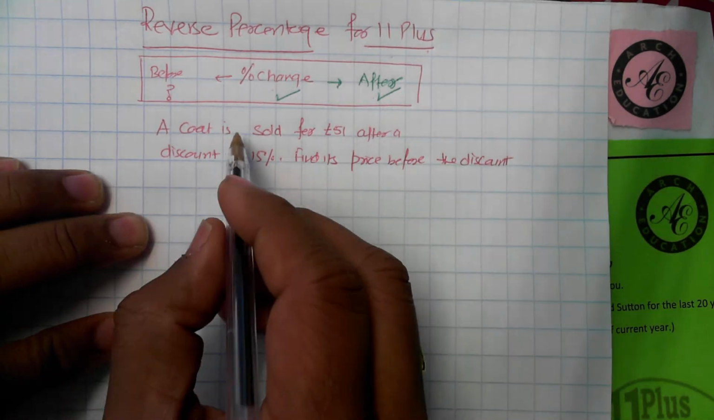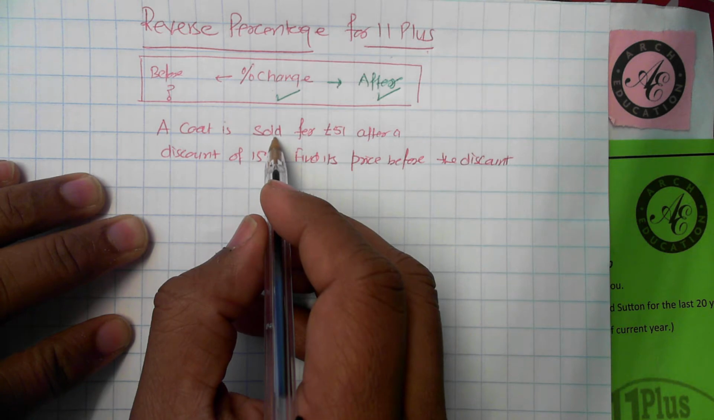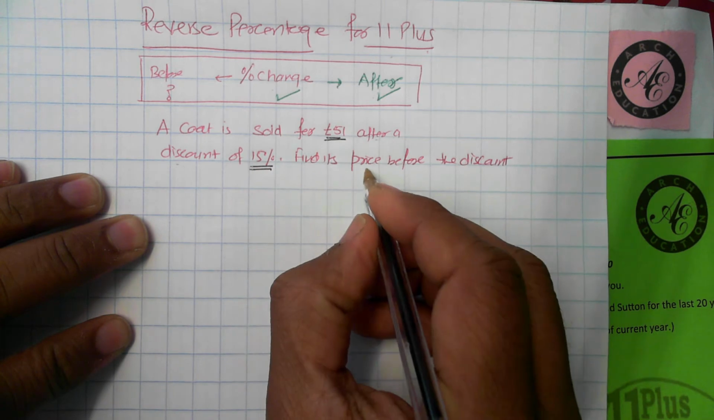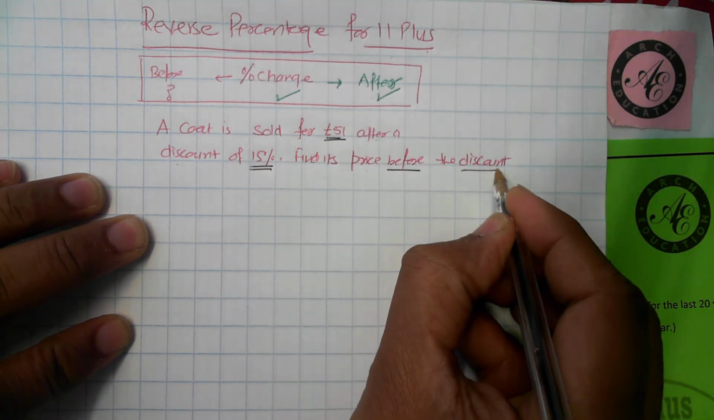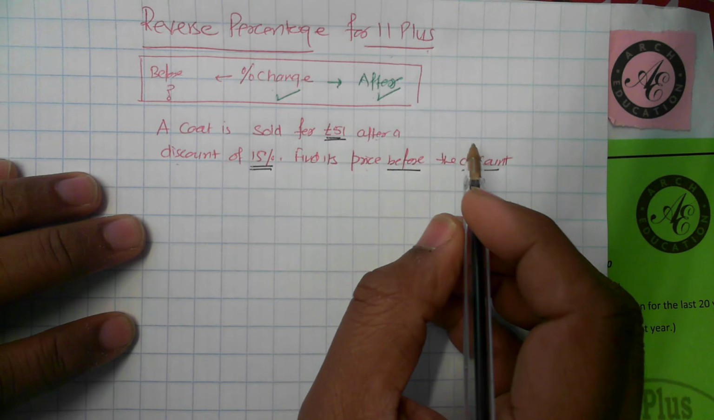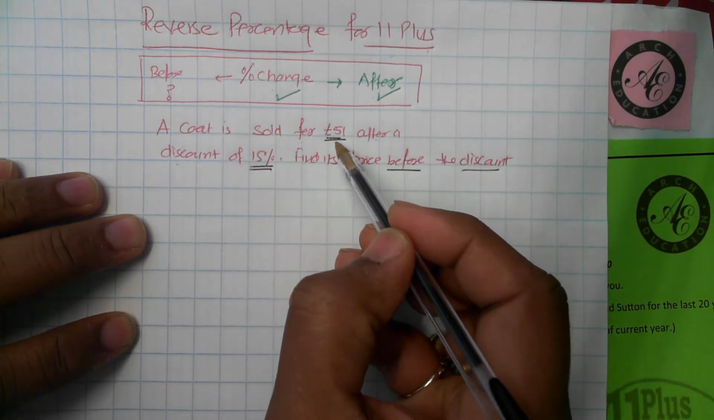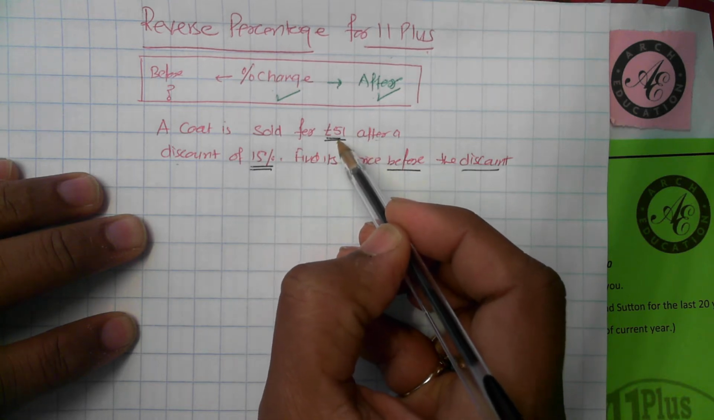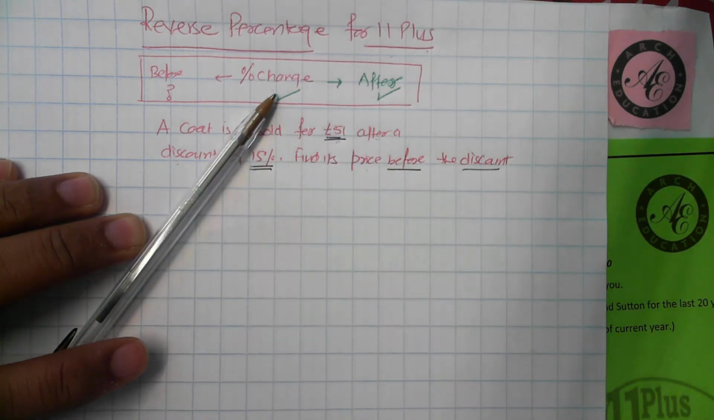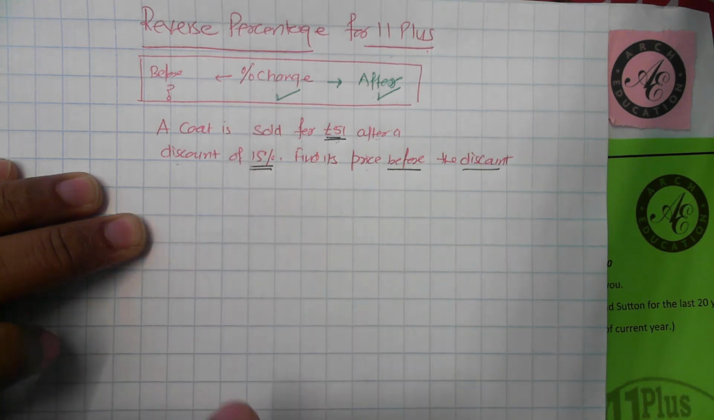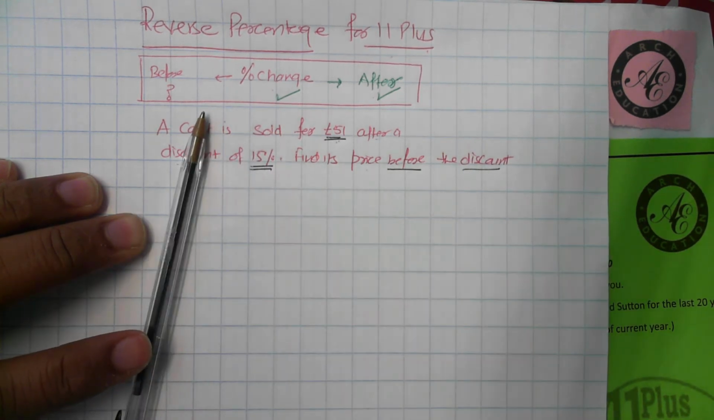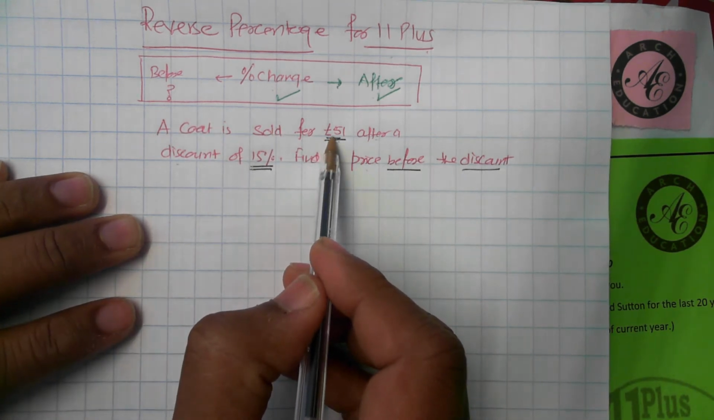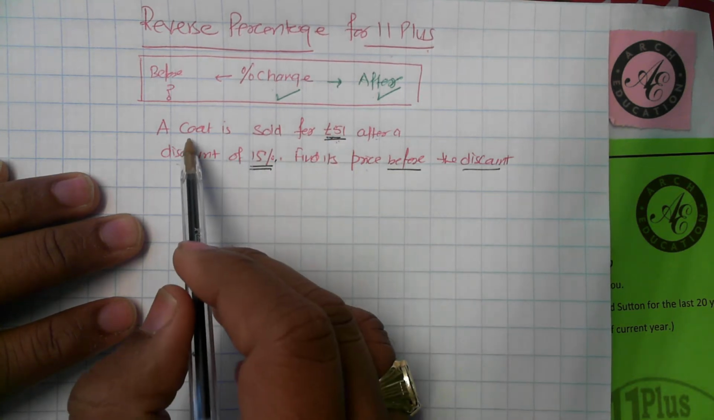Mind my handwriting. It says a coat is sold for £51 after a discount of 15%. Find the price before the discount. And the mistake, in my experience, people make is they try to find 15% of 51 and then add that into 51 to find the answer. But obviously, this is not the answer we're looking for, because this 15% is not on £51. This is something which is on the previous amount.